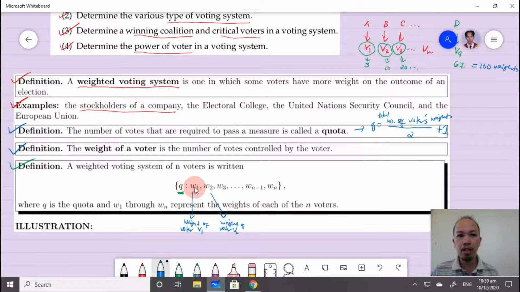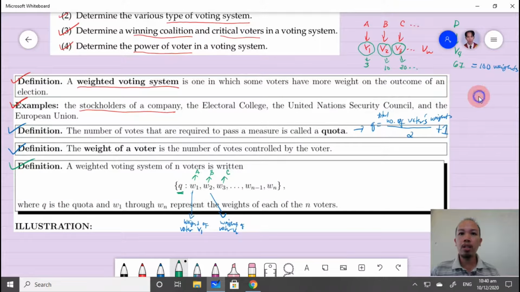This is the first voter, second voter, third. It was arranged already. Sometimes in the book, they will use ABCD. Other books will use voter A, voter B, or voter C. It doesn't matter. Whatever comes first, second, third, and so on. So the first value here is for voter V1, the second is voter V2, and so on. Don't be confused. And the Q here is what we call the quota.